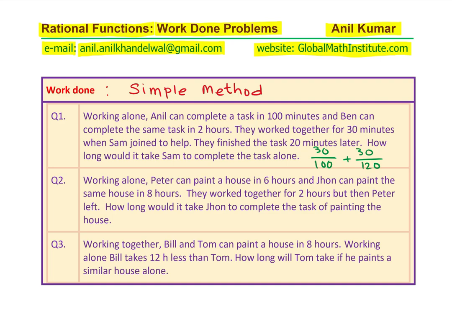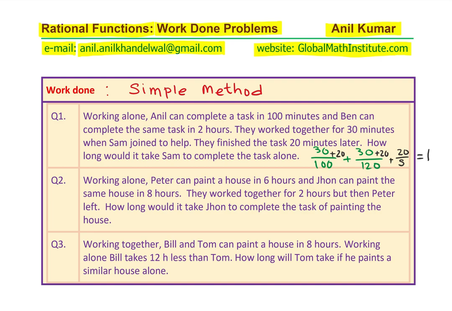They finished the task 20 minutes later when Sam joined. We don't know how much Sam is going to contribute. So we added 20 to both because they worked together, and Sam worked for only 20 minutes, S for Sam. And this is equal to 1. Do you get the idea? How simple it is to make these equations. Perfect. So that is when a friend joins.